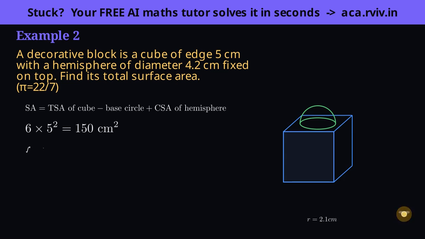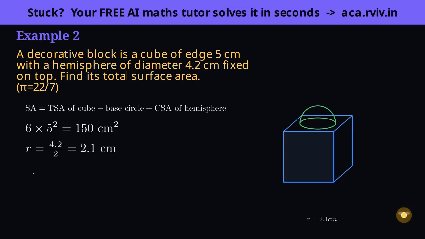The dome's measurements come next. Its diameter is 4.2, and as always the formulas want the radius, so we halve it to 2.1. Keep that number, it's used twice, once for the circle we remove and once for the dome we add.